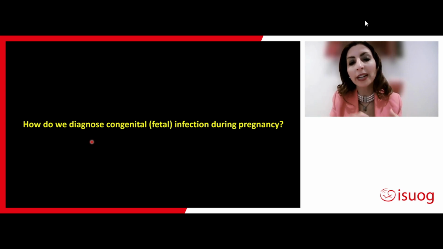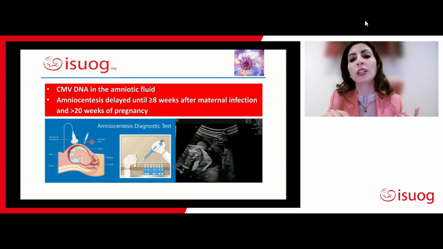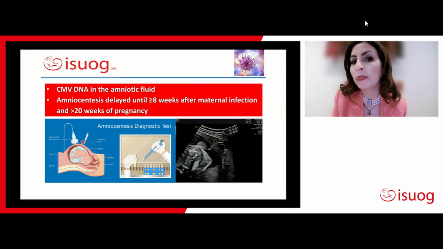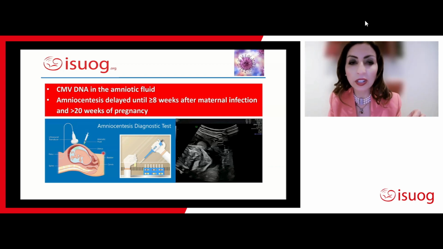So how do we actually diagnose when we find these abnormalities? Well, in order to diagnose congenital or fetal infection, often we will do an amniocentesis. Again, that can vary according to the specific infection, but let's say, for example, CMV or toxoplasma. In this case, we will do an amniocentesis. We test for either CMV DNA or the toxoplasma PCR in the amniotic fluid.